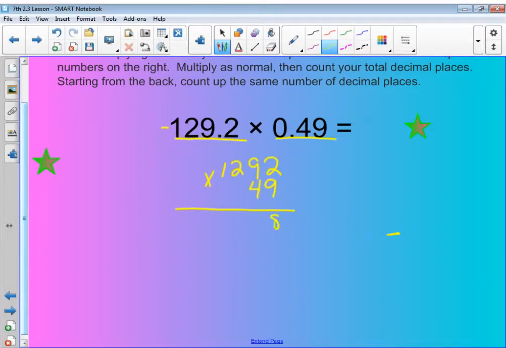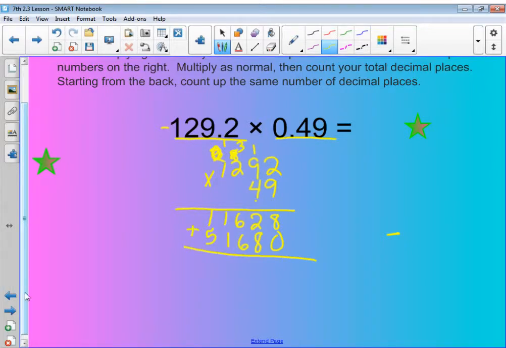9 times 2 is 18, carry the 1. 9 times 9 is 81 plus 1 is 82. 9 times 2 is 18 plus 8 is 26. 9 times 1 is 9 plus 2 is 11. Okay, now there's a second number, so I have to remember to bring down a 0 and work my way across. 4 times 2 is 8. 4 times 9 is 36. Carry up a 3 this time. 4 times 2 is 8 plus 3 is 11. Carry up a 1 this time. And then 4 times 1 is 4 plus 1 is 5.